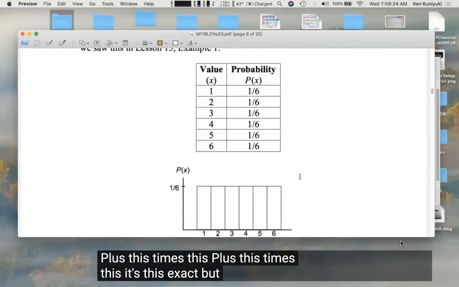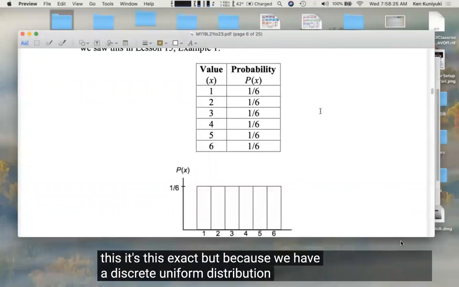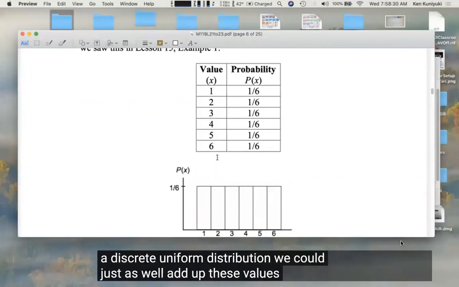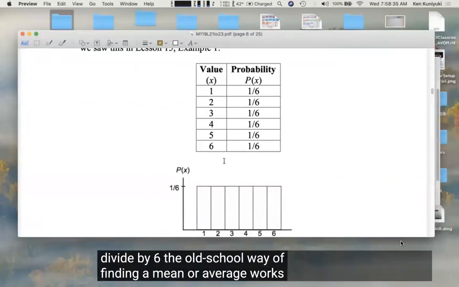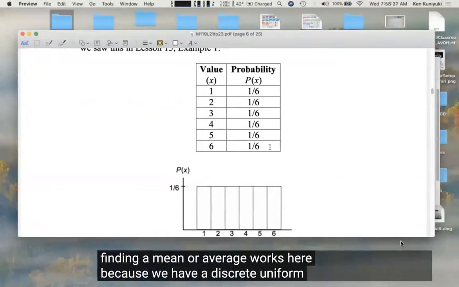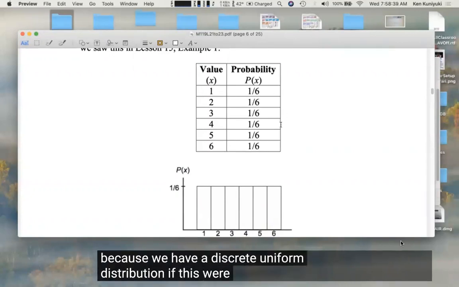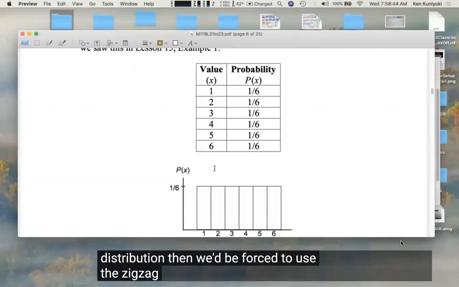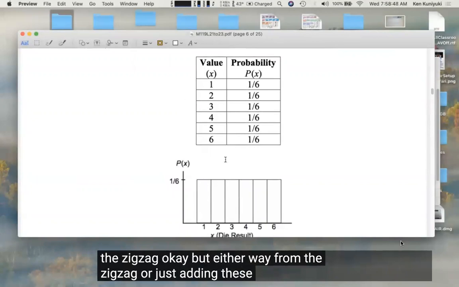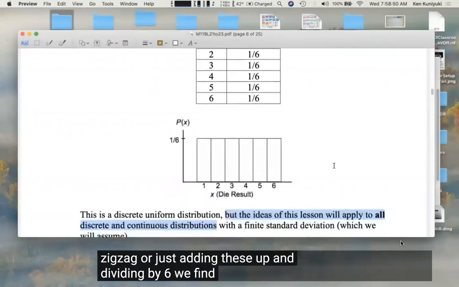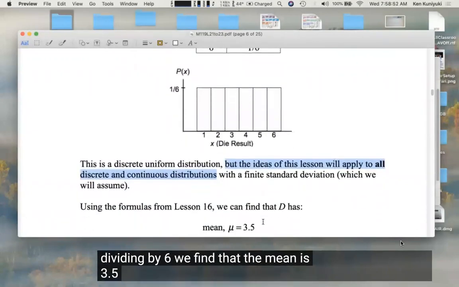It's the zigzag. But because we have a discrete uniform distribution, we could just as well add up these values and divide by 6. The old school way of finding a mean or average works here because we have a discrete uniform distribution. If this were not a uniform distribution, then we'd be forced to use the zigzag. But either way, from the zigzag or just adding these up and dividing by 6, we find that the mean is 3.5. Mu is 3.5.